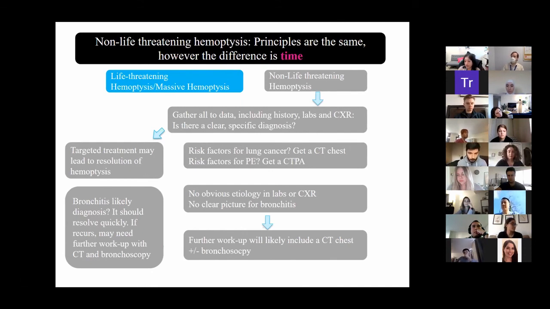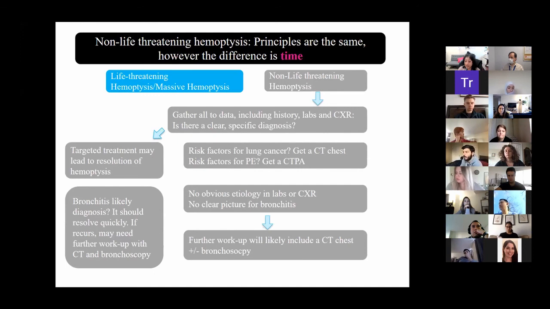And remember, your chest x-ray is not going to find everything. So your chest x-ray might look kind of normal, but then your CT chest might show you the patient has underlying bronchiectasis, or the patient has an underlying lesion that looks like it could be an AVM. So from there, you can tailor what the next steps in your management are going to be. But ultimately, everything is pretty much the same. It's just that you have time to do this.